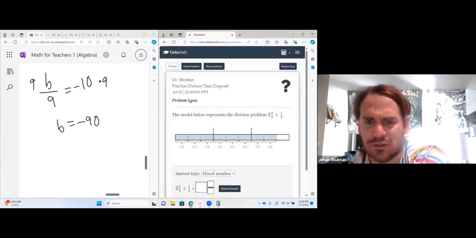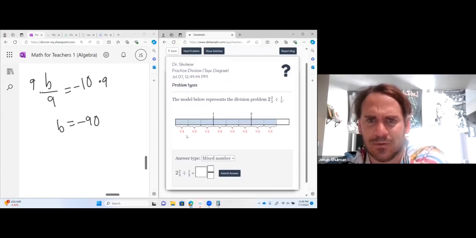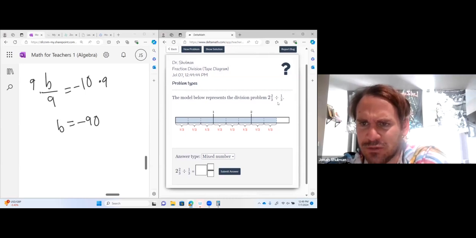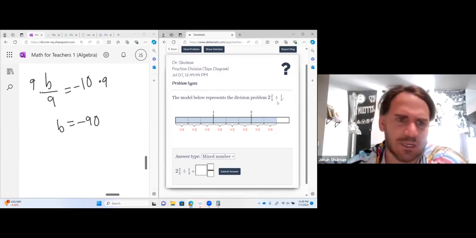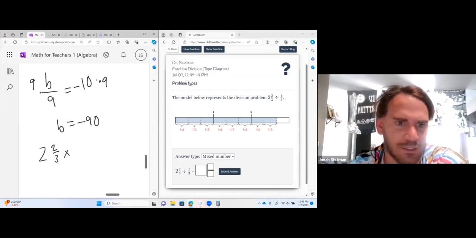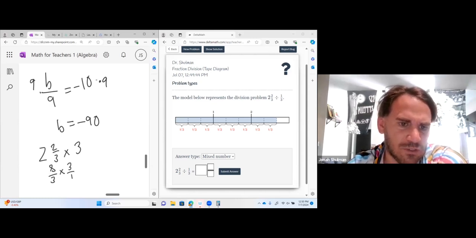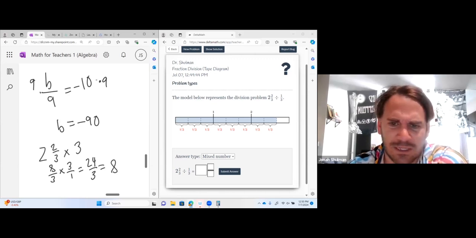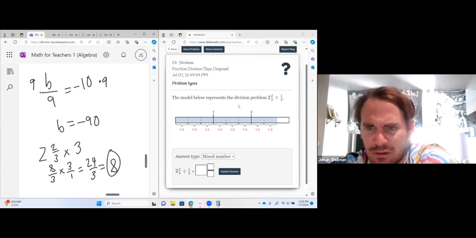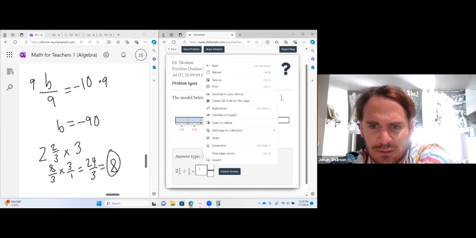So we finally get another one, a tape diagram. So here we go. 2 2/3 divided by 1/3. The way that I would do it would be 2 2/3 times 3, because I flipped it over. 2 times 3 is 6, so it's 8/3 times 3/1. What is 24 divided by 3? 24 divided by 3, 8, 16, 24. It's 8. I'm going with just 8.